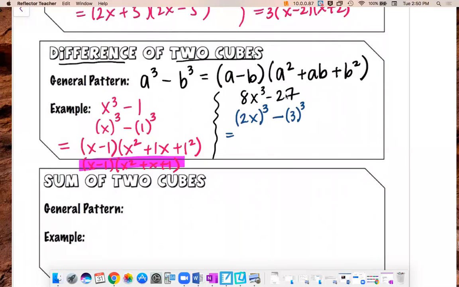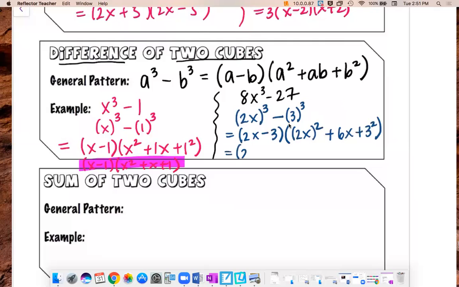Okay, then we just go through the pattern. So the 2x is my a, and the 3 is my b. So this becomes 2x minus 3. Then this next one's going to be my a squared, so this entire 2x squared. I'm going to put it in parentheses as 2x squared. And then we're going to add to that our a times our b. So 2x times 3 becomes 6x. And then our last one is plus the b squared, which in this case is 3 squared.